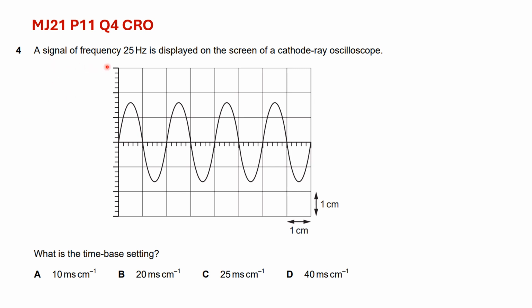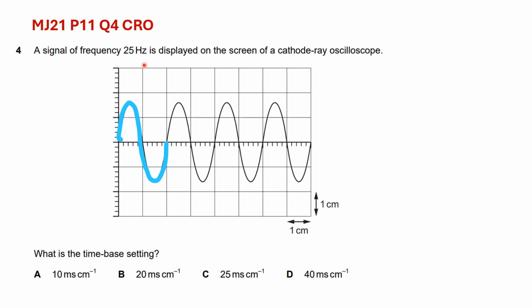A signal of frequency 25 Hz is displayed on the screen of a cathode ray oscilloscope. What is the time-based setting? Okay, so in order to find that, we need to identify a cycle. This one is good enough. So now we have 2 boxes. Each box is 1 centimeter. So one cycle corresponds to 2 centimeters.